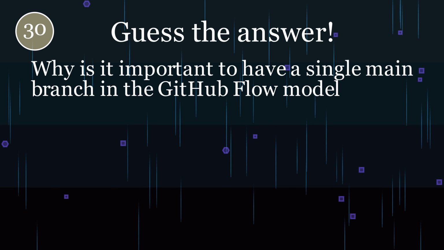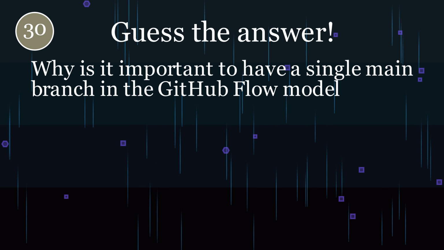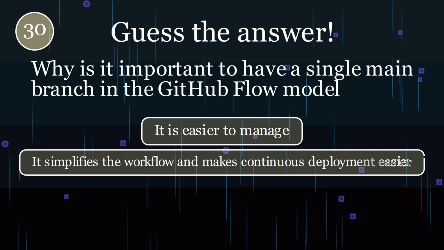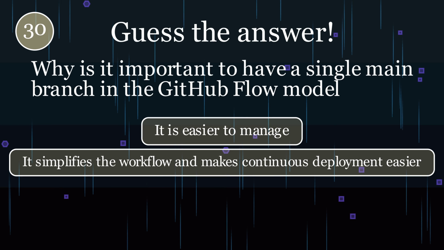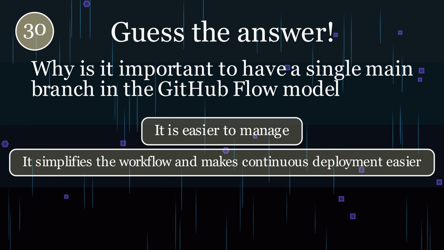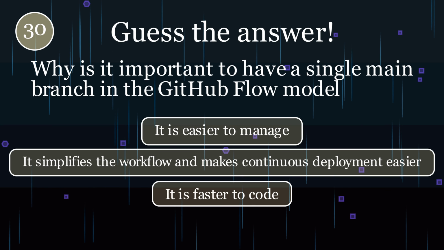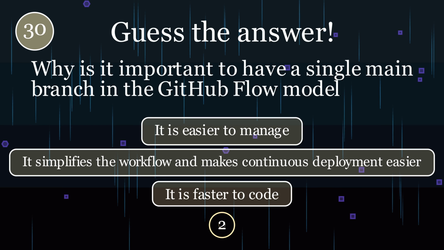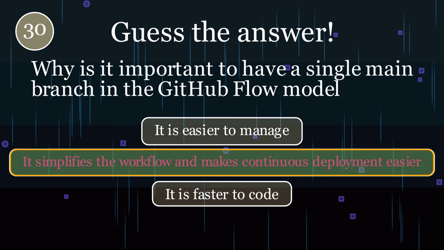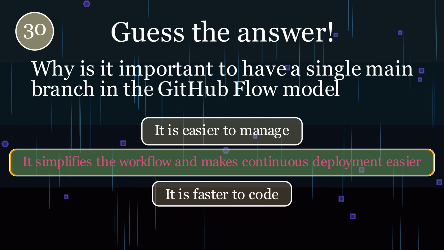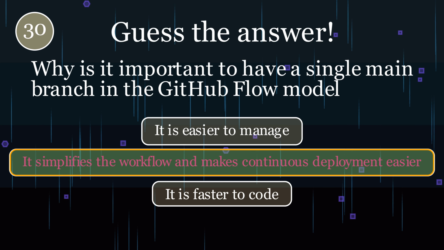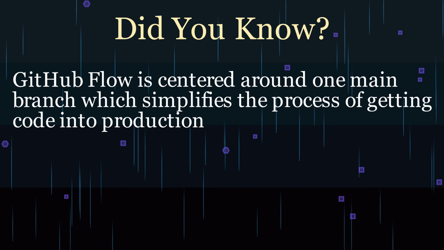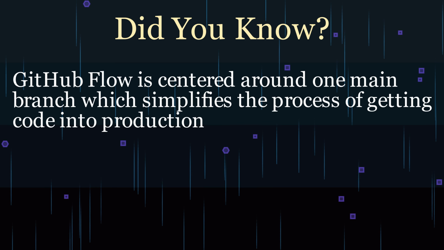Why is it important to have a single main branch in the GitHub flow model? It is easier to manage. It simplifies the workflow and makes continuous deployment easier. It is faster to code. The correct answer is it simplifies the workflow and makes continuous deployment easier. A quick fact for you: GitHub Flow is centered around one main branch, which simplifies the process of getting code into production.